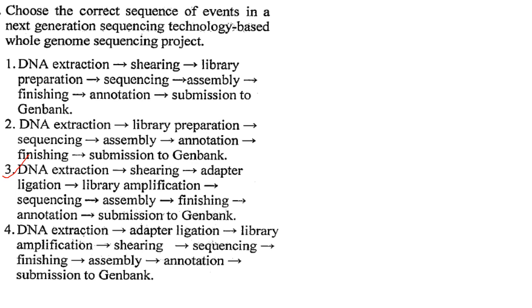Then next one. Choose the correct sequence of events in a next generation sequencing technology based whole genome sequencing project. I am directly going to the answer. It is option 3 because it is the only sequence of steps required. So it is DNA extraction, then you shear the DNA, then adapter ligation, library amplification, sequencing, assembly, finishing, annotation, and then submission to GenBank. So these are the sequence of events in a next generation sequencing technology based whole genome sequencing project.